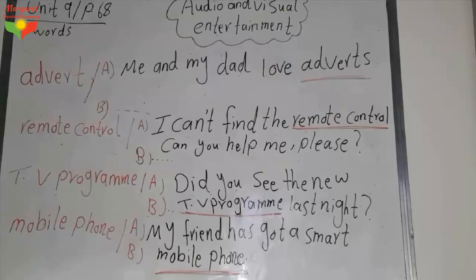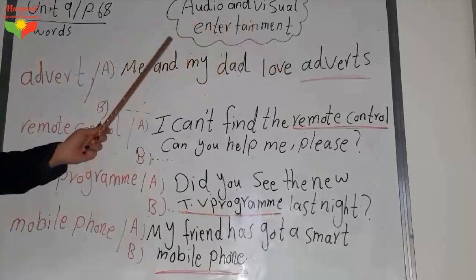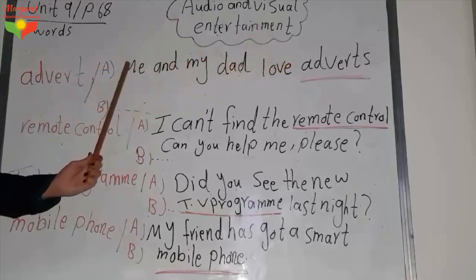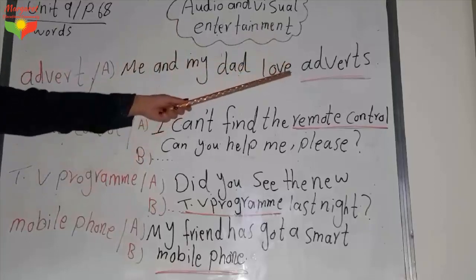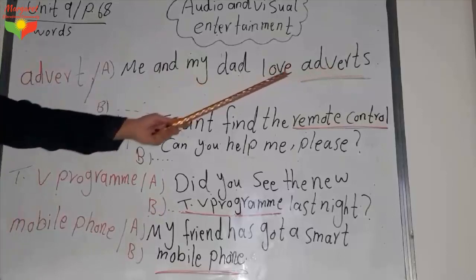So after channel, we have adverb. As I told you, adverb means when you comment about something, okay? Me and my dad love adverts. It means me and my dad, we like to watch adverts. Adverts, I put this S, so there it's a plural, okay?